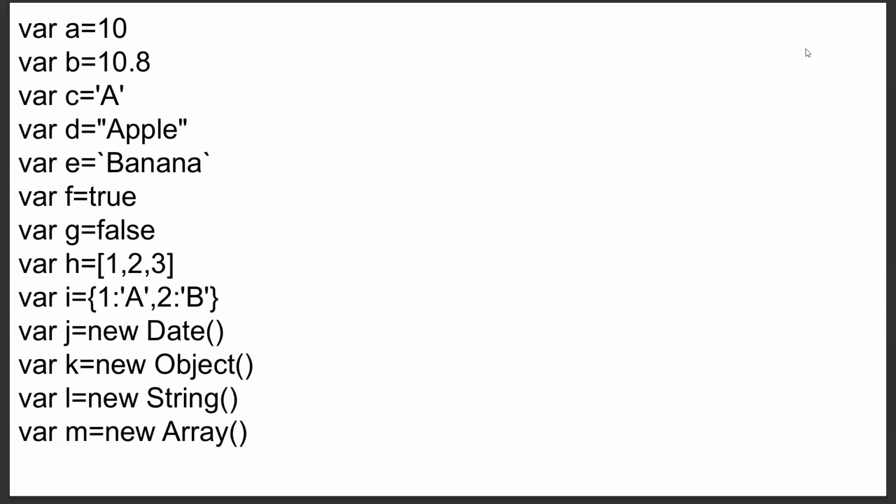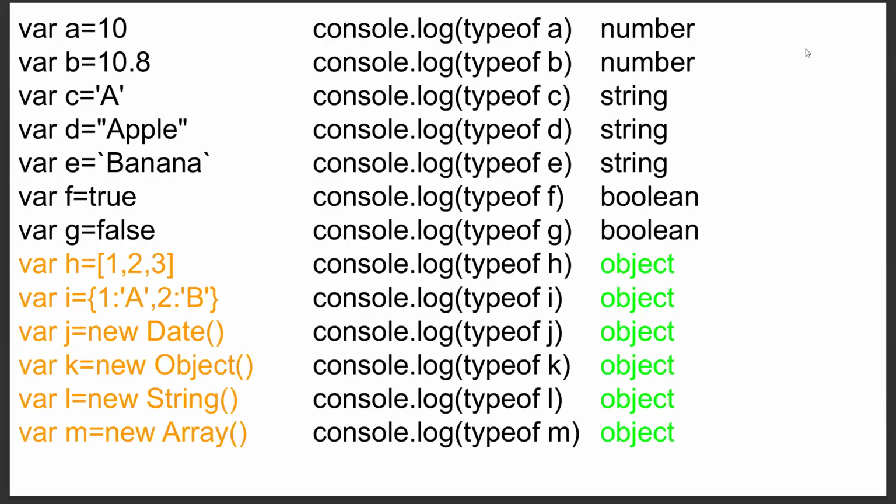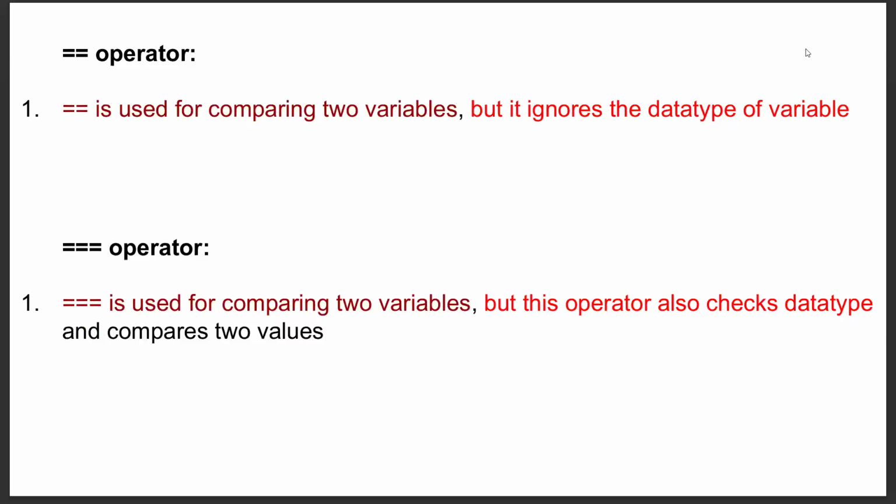Here I have taken some data: A, B, C, D, E, F, G. And you don't know all the types, guys. Now if I do console.log of the types, you can see 10.8 is a number, A, apple, banana are strings, true, false are boolean, and the remaining are all objects. I know you'll ask, sir, why are all of them objects? You'll come to know in the next topic, constructor function.